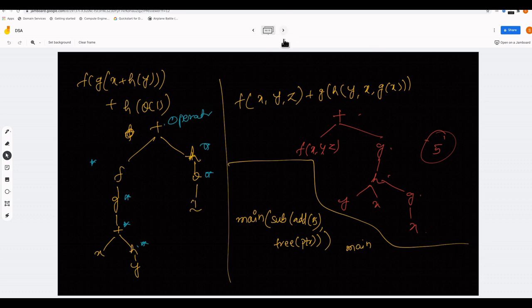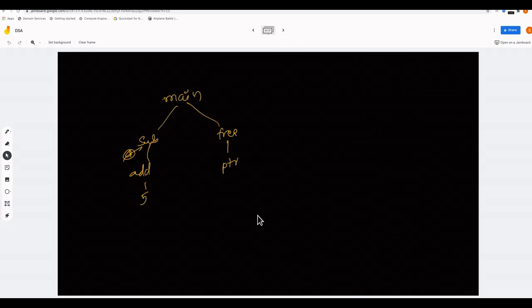Where is it? It's here, right? This is the tree. So here main, sub, free, add. These are the nodes, and add actually is a unary node, which is counterintuitive, I know. And sub is also a unary node. Sub, add, phi, and free is also unary, and main is the binary. That's why it has 2 children.